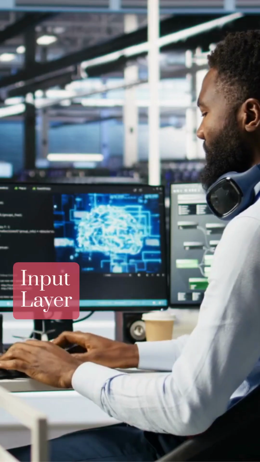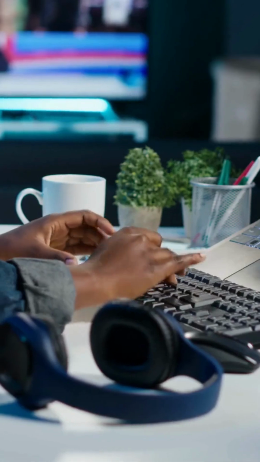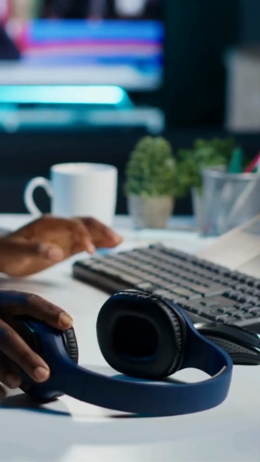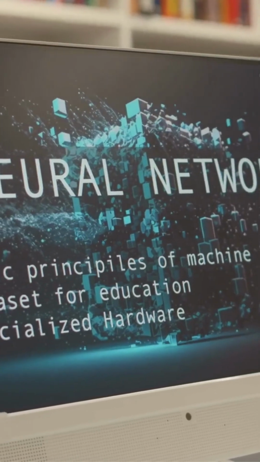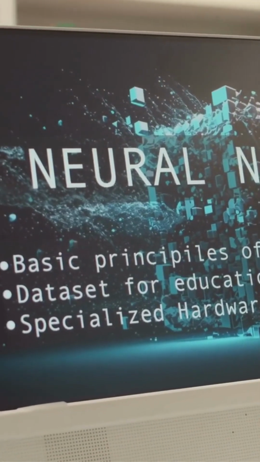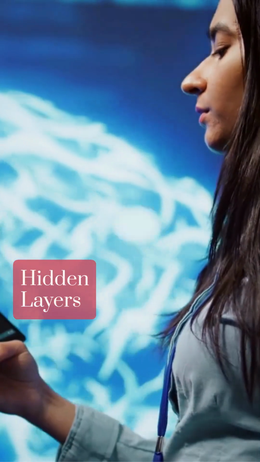The input layer is where the network receives data. Each neuron in this layer represents a feature of the input data, such as pixel values in an image or words in a sentence. Hidden layers perform transformations on the input data.